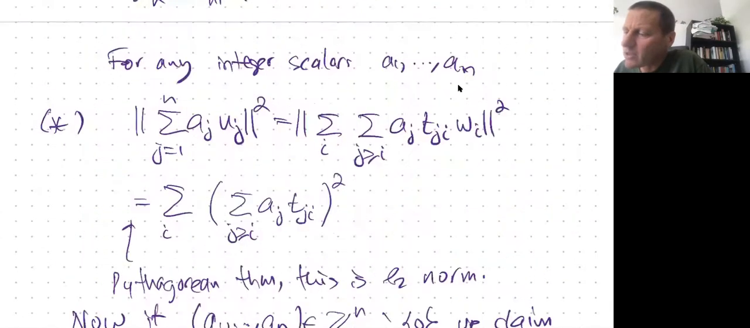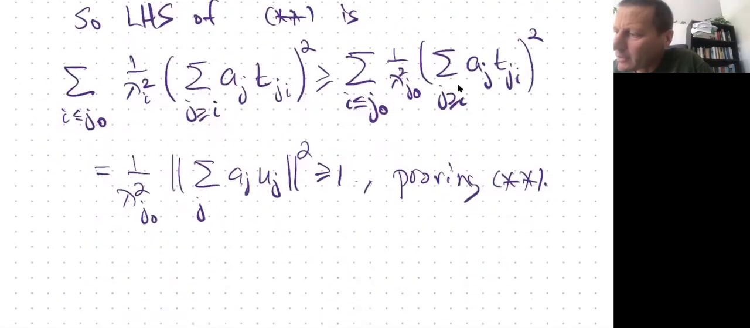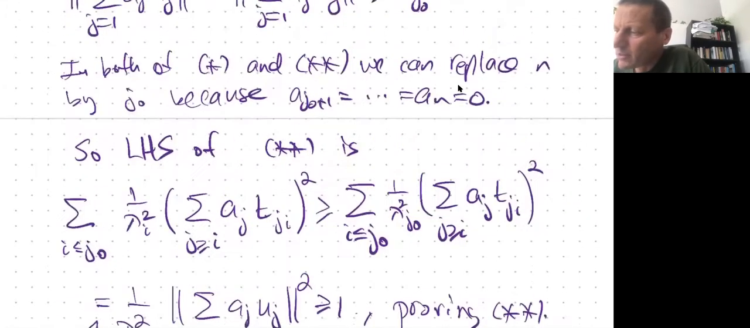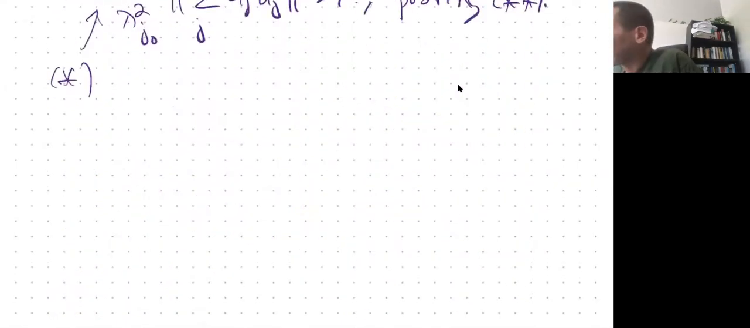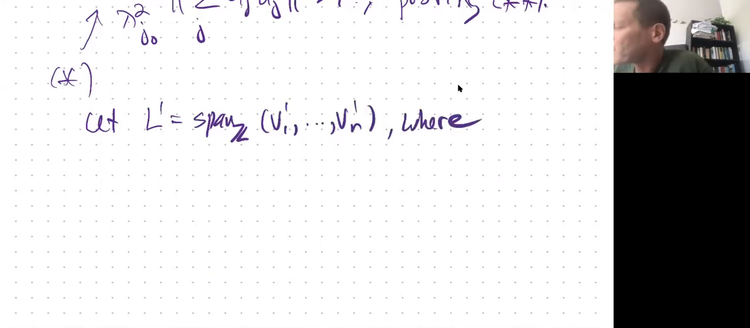This is star. So I'm plugging star in here, and I use the fact that, and then I use this inequality here. So I've proved the claim, and now let's let a new lattice L prime be the span over Z of a new basis Vi prime, defined as follows.